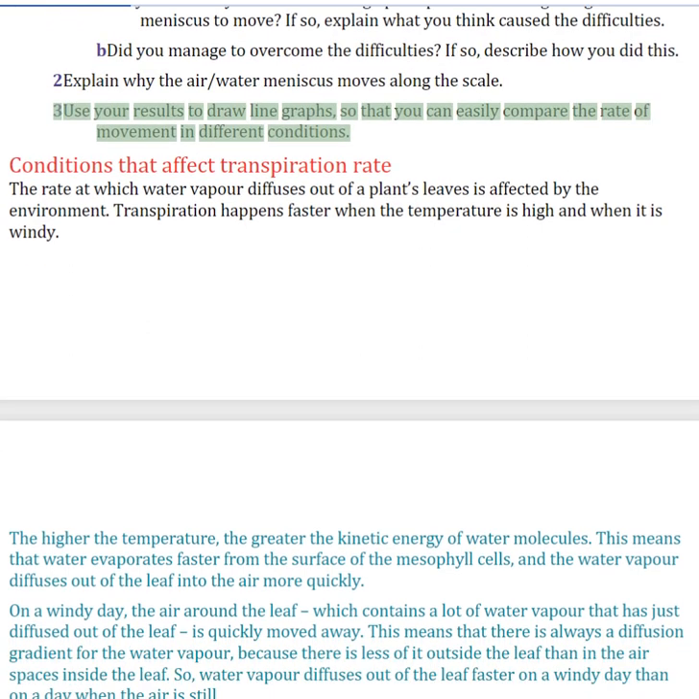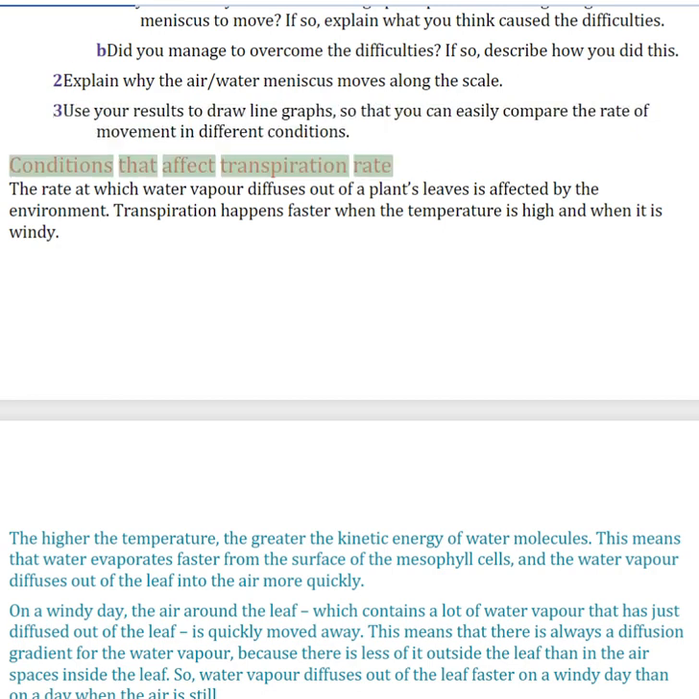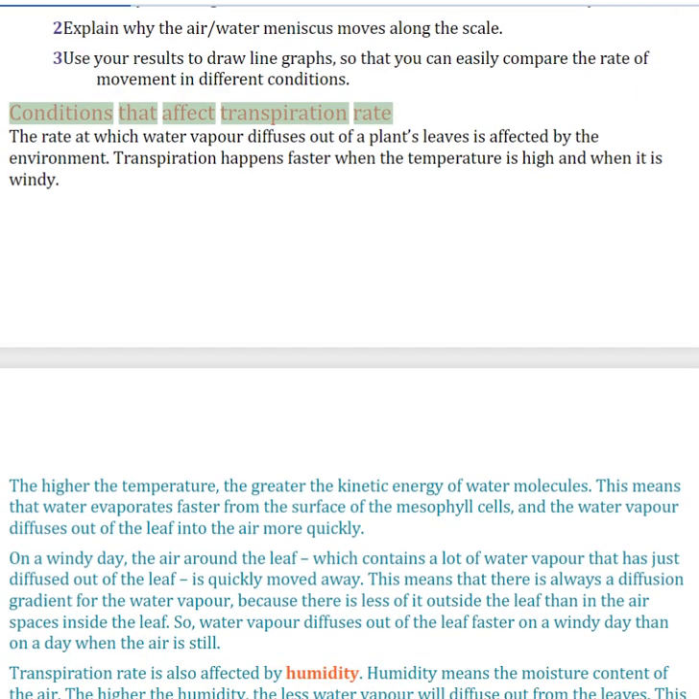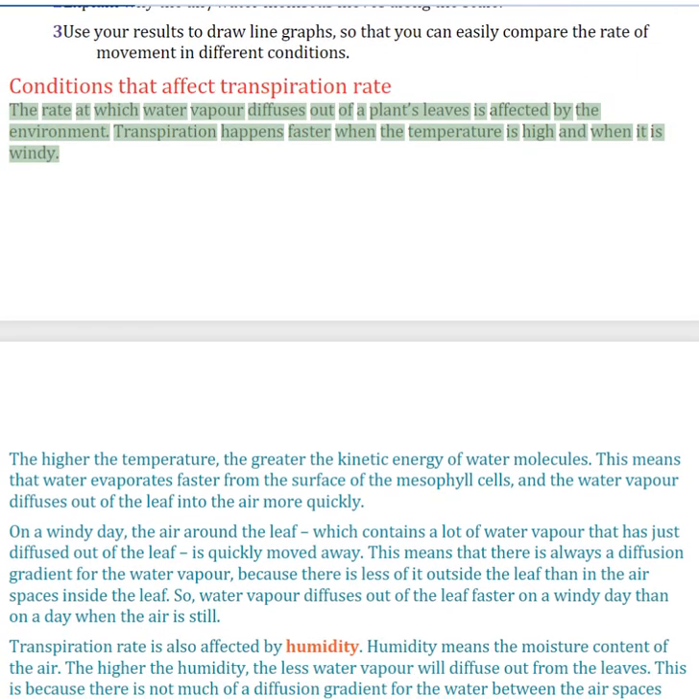3. Use your results to draw line graphs, so that you can easily compare the rate of movement in different conditions. Conditions that affect transpiration rate. The rate at which water vapor diffuses out of a plant's leaves is affected by the environment. Transpiration happens faster when the temperature is high and when it is windy.